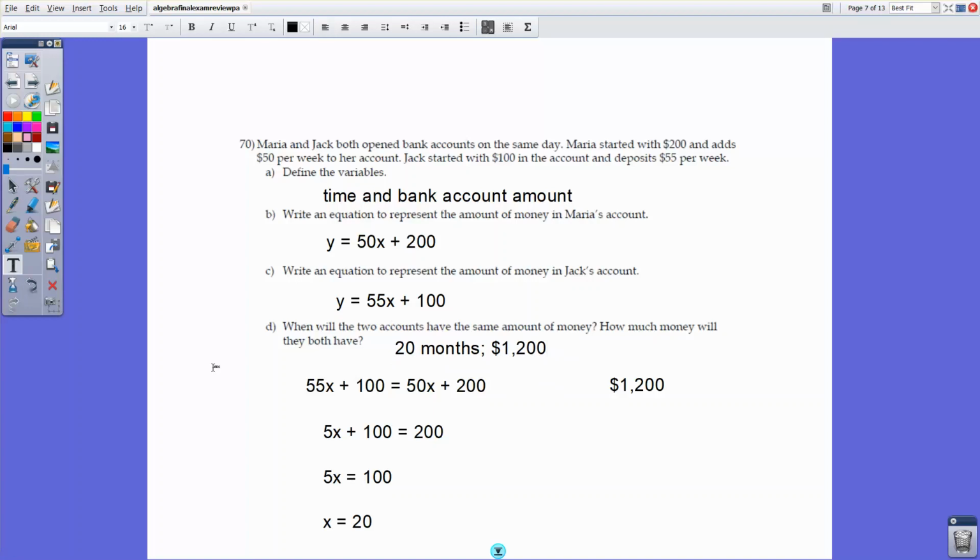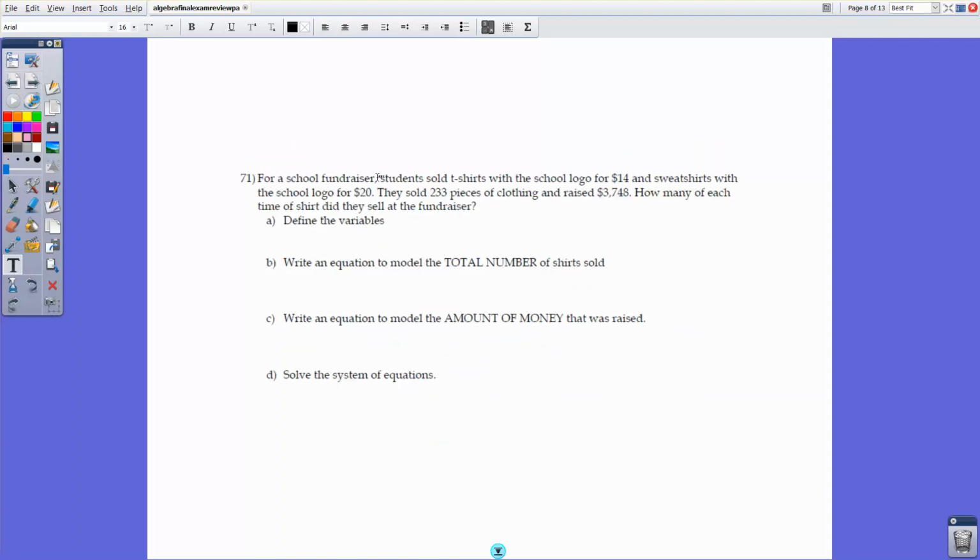Okay, so that's that. Next, for the fundraiser, students sold T-shirts with the school logo for $14 and sweatshirts with the school logo for $20. They sold 233 pieces of clothing and raised $3,748. How many of each type of shirt?